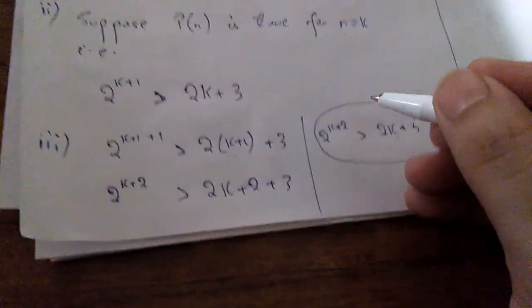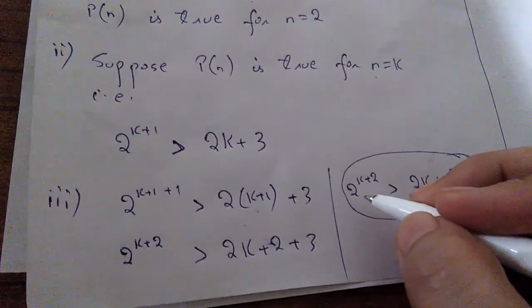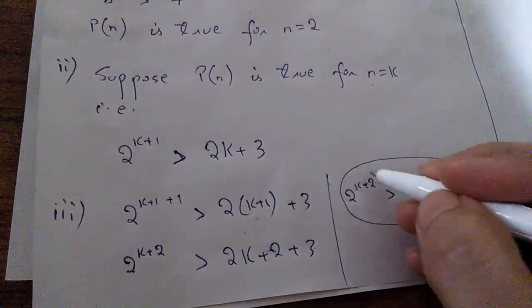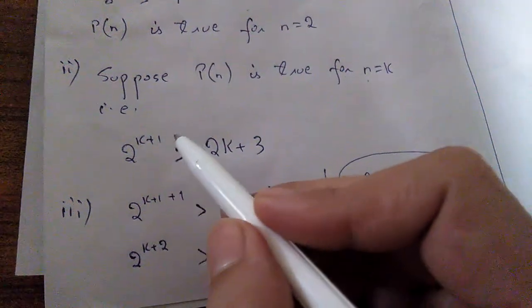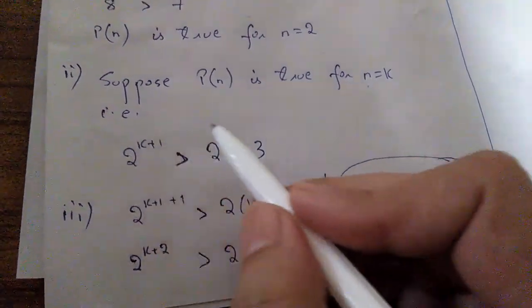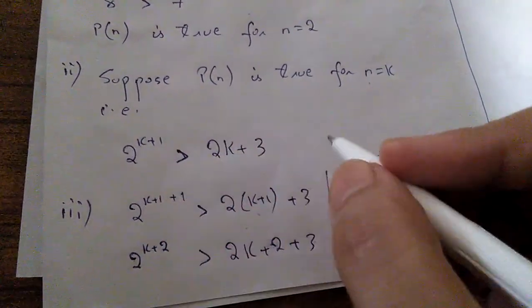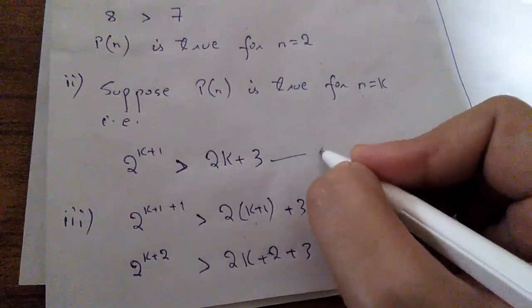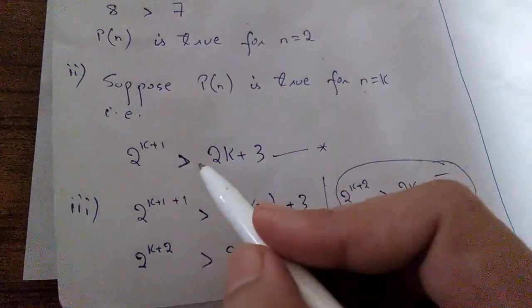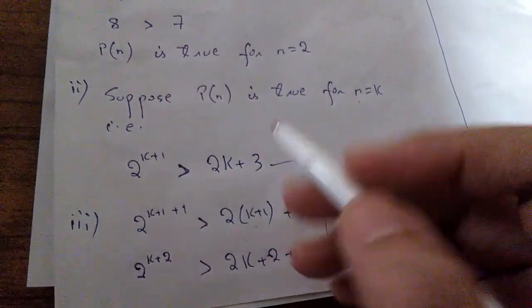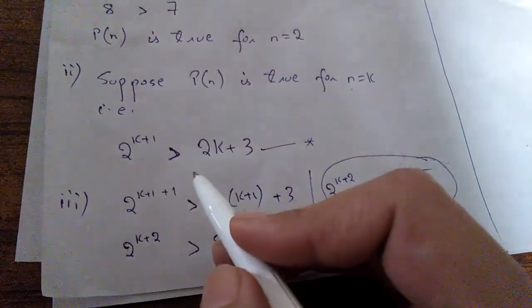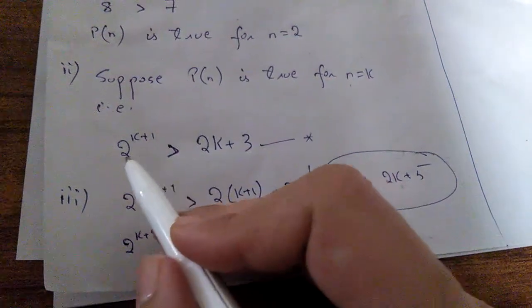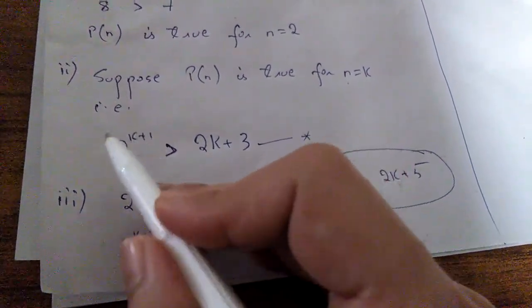So you see how I'm going to get 2k plus 2. What kind of adjustment should I do in this equation? Let us call this star, for convenience. So what operation, what kind of adjustment am I going to do so that I get 2k plus 2 on this left hand side?